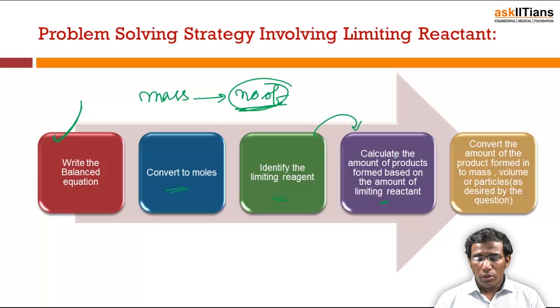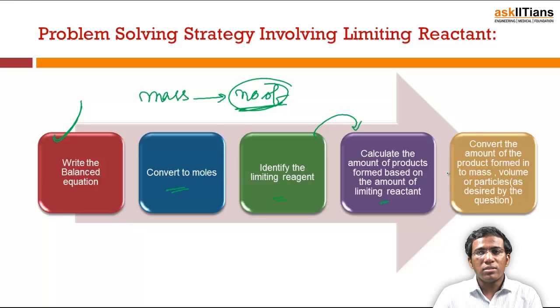So you can calculate the amount of the products formed, and you can convert the amount of product formed into mass, volume or particles, depending upon what is asked in the question. If they ask for particles, you can convert the number of moles of the products into volume or particles, etc. So this is the solution methodology to solve any question based upon the concept of limiting reactant. The question will give you masses of the reactants and ask you what the masses of certain products formed are.